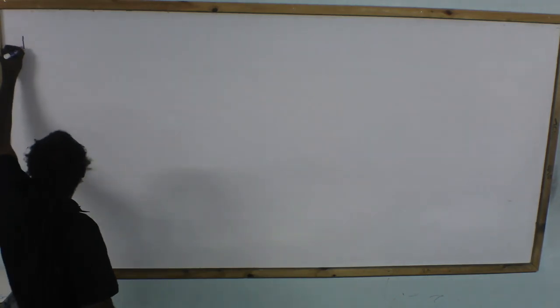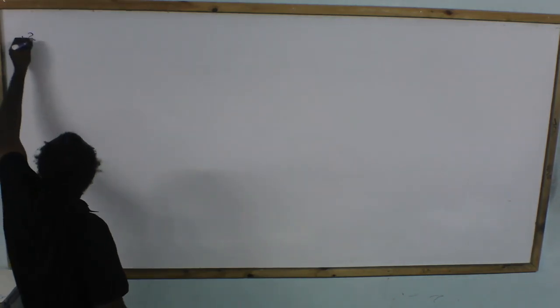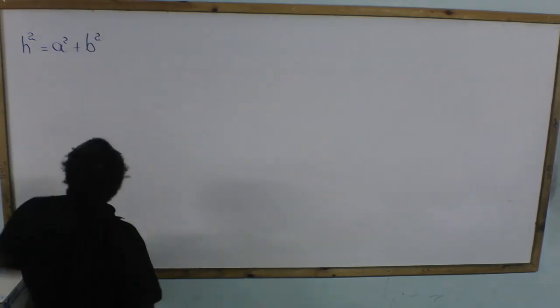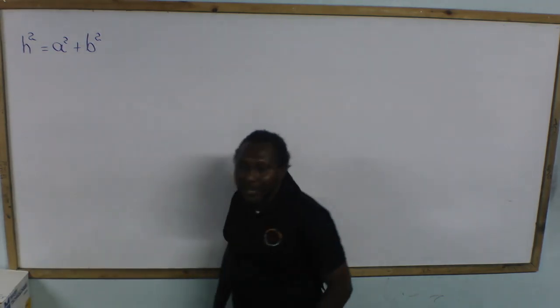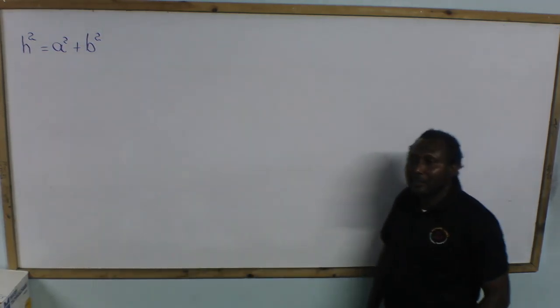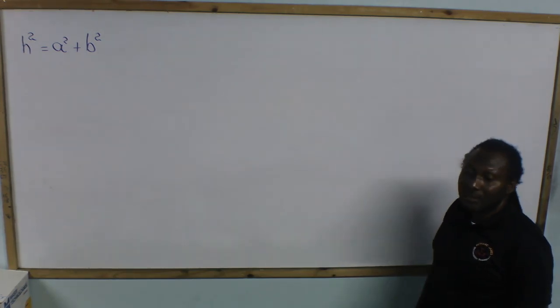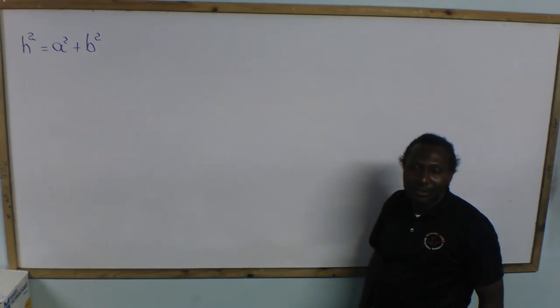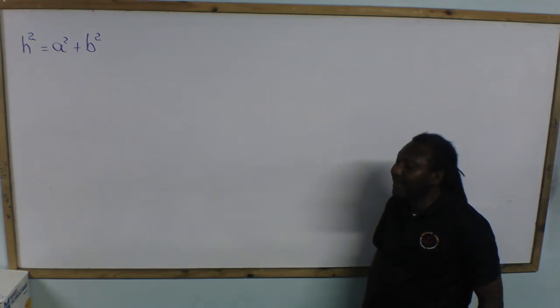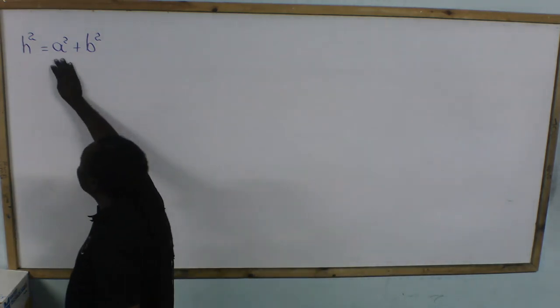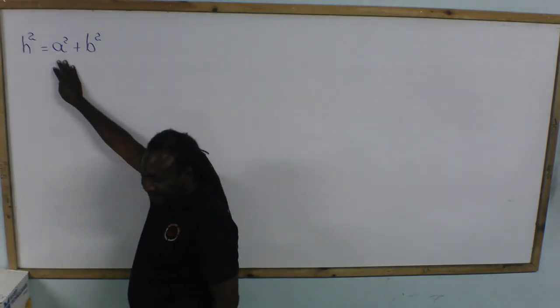So, let us go back to your favorite. h squared is equal to a squared plus b squared. And we intend to find the length of one of the shorter sides. So we need to do a bit of rearranging of that equation, transposition. So let's say that we want to find a. What do we do? What do we eliminate first if we want to find a?